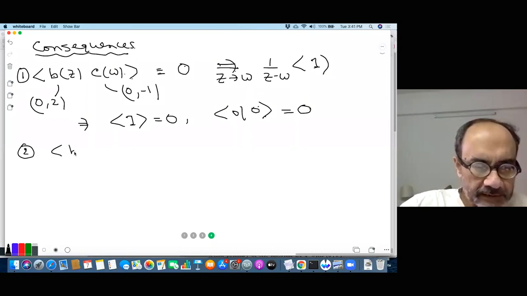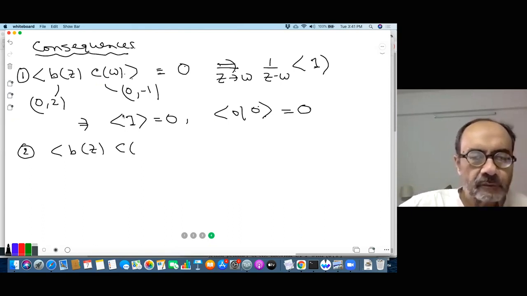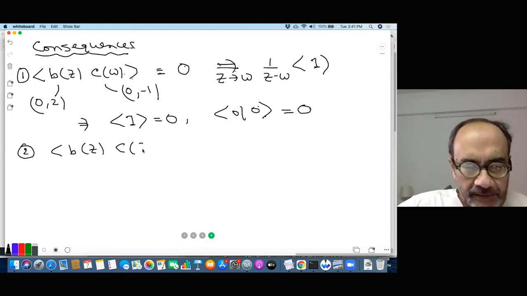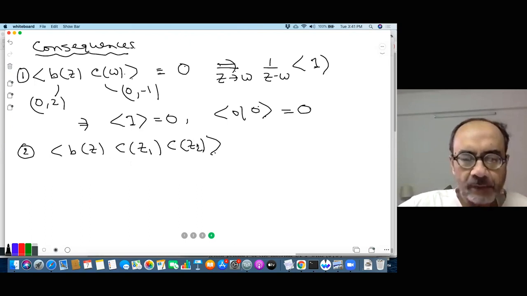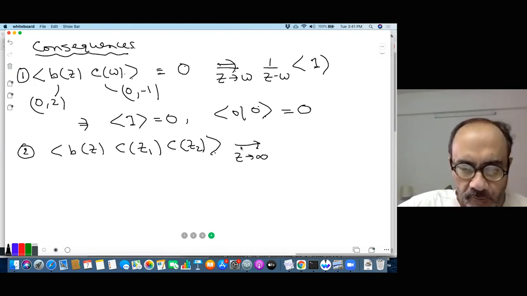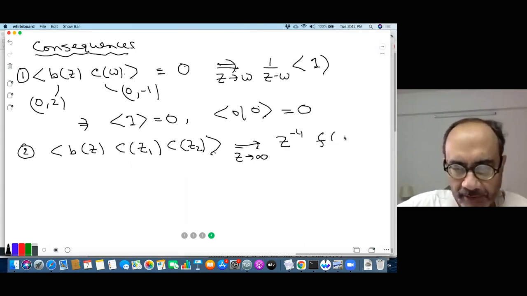Now let's consider this object, with W here just a new point. It's not the W coordinate system. Maybe I should have chosen a different letter, but it doesn't matter. Now this we can analyze in different ways, but let's do it this way. So this is a correlation function. B is a primary of dimension 0, 2. So this means that as Z goes to infinity, this should go as Z to the minus 4 times some function of Z1, Z2.